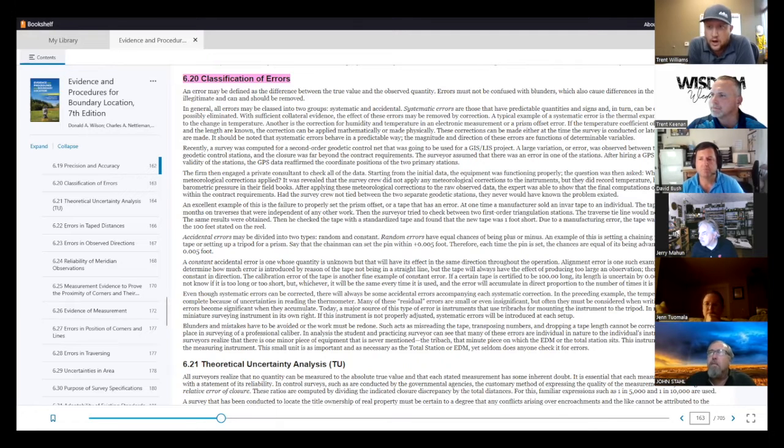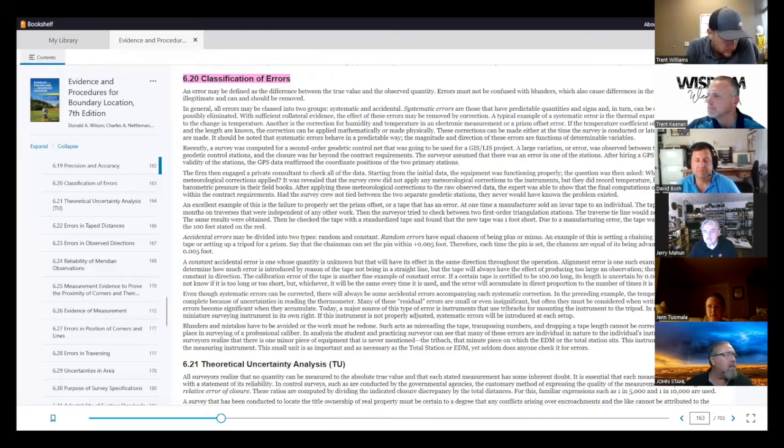A leveled rod, calibrated equipment, a proper baseline, any of that type of stuff, pushing out as many errors from the equation as we can. And so it's got a few things here. It reads, accidental errors. Accidental errors may be divided into two types, random and consistent. Random errors have equal chances of being plus or minus. An example of this is setting a chain pin at the end of the tape or setting up a tripod for a prism.